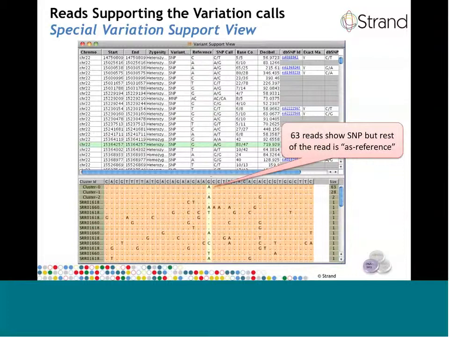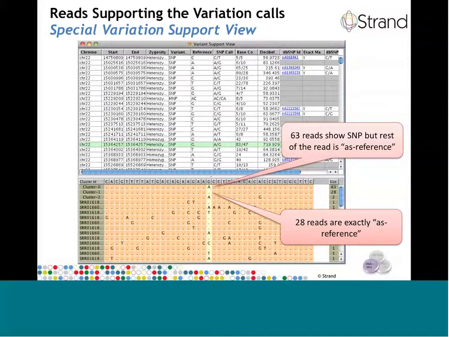So the first line of the lower panel shows that there are 63 reads that show the variant base in the position of the SNP, but the rest of the reads are exactly the same as the reference, as indicated by the dots. So the line is indicated as cluster ID cluster 0, since we effectively have clustered 63 reads into one read, representing them as a single line.